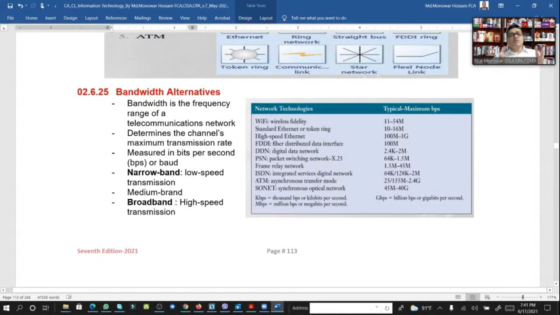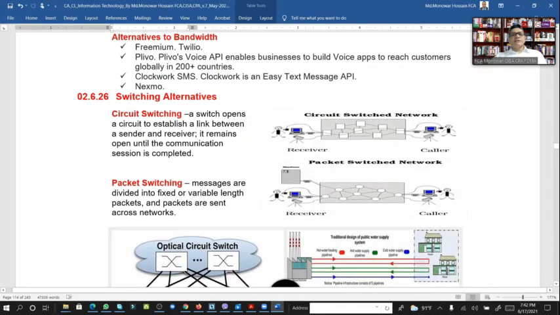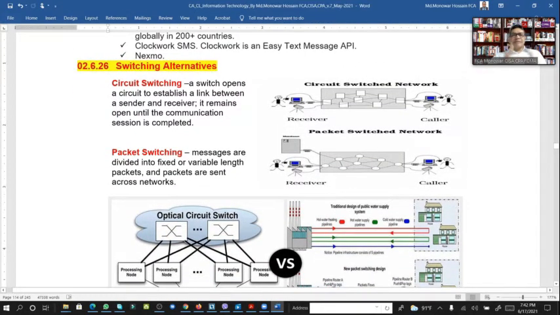And the bandwidth alternative. Bandwidth is the frequency range managed of a telecommunication network. It determines the channel's maximum transmission rate, measured in bits per second, BPS, or narrow band, low speed transmission, medium band, and broadband, high speed transmission. So network topology, the bandwidth alternative, and the switching alternative: circuit switch and packet switch.